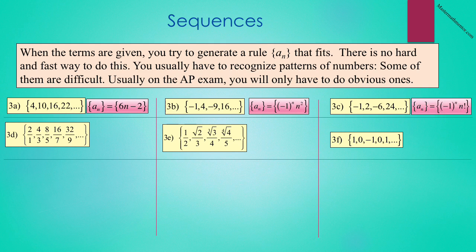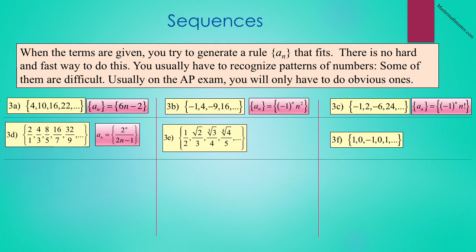In 3c, we have negative 1, 2, negative 6, 24, ... Again, the sequence will start with a negative 1 to the n because the first term is negative and the terms alternate in sign. And the numbers themselves are just the factorials. So this is negative 1 to the n times n factorial.